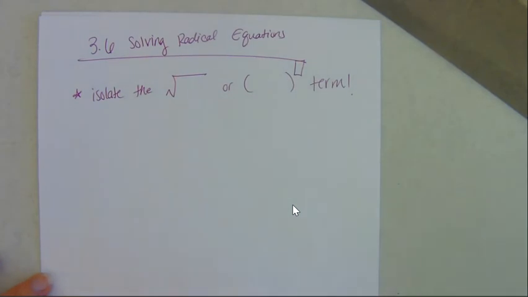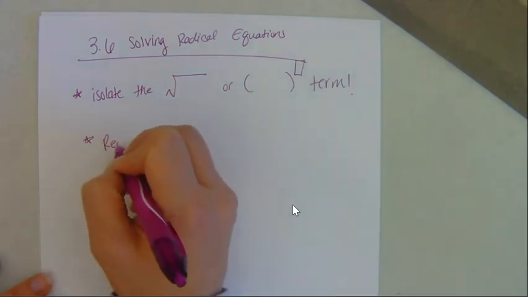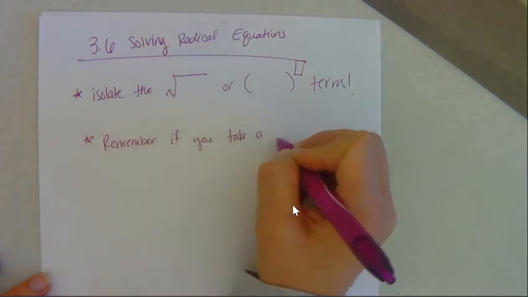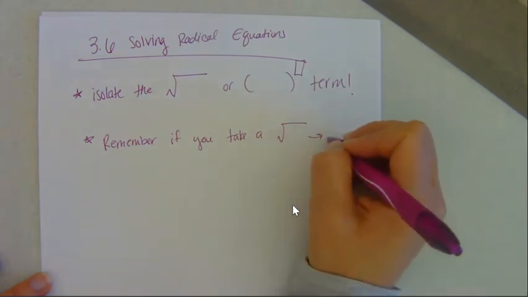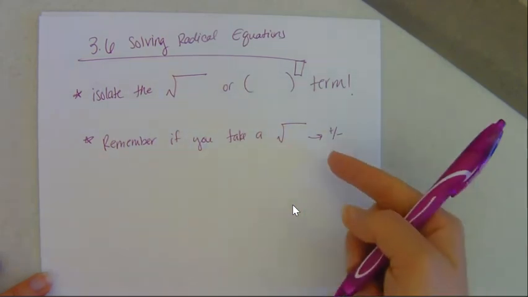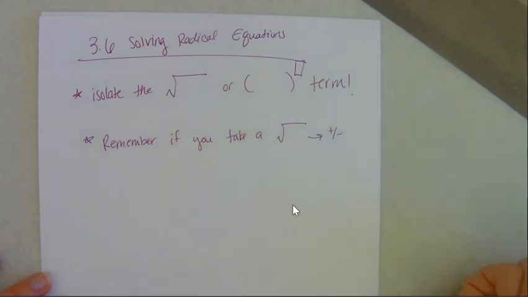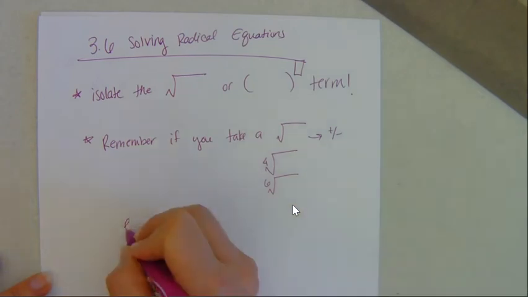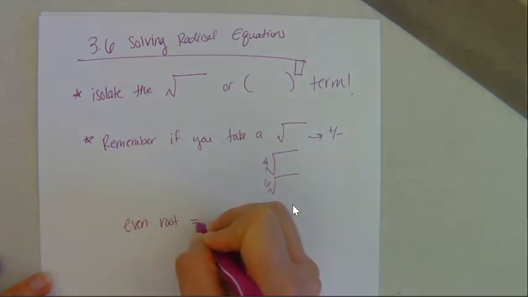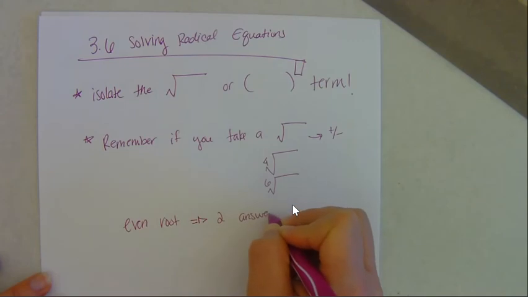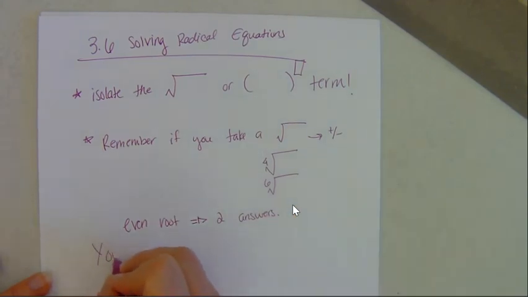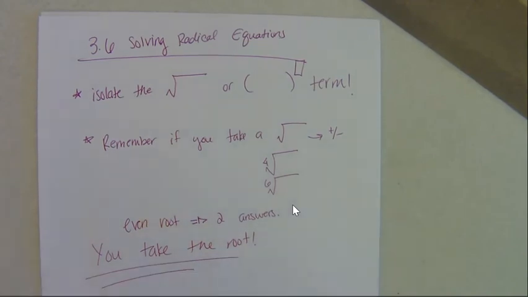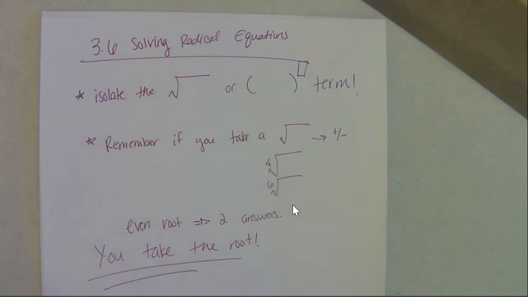Now something we also need to keep in mind is that if you take a square root, then that means you're going to have plus or minus answers. So you're going to have two answers. Now, we've been working with more than just square roots. So if you end up taking a fourth root or a sixth root, any even root is going to mean that you have two answers. Now, this is only if you take the root. That means we are taking the square root of something. So just keep that in mind. I'll bring that back in a few.